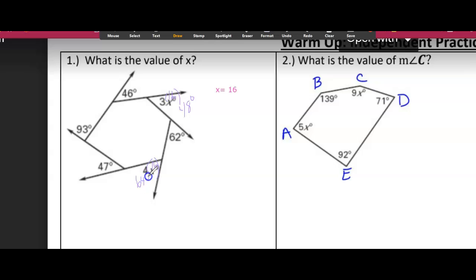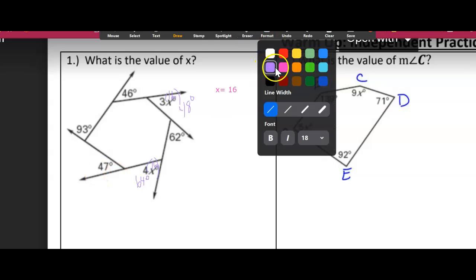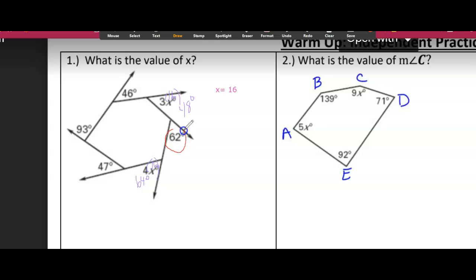So go ahead and add all these up. Let's make sure it's correct. You got to add 64 plus 47 degrees plus 93 degrees plus 46 degrees plus 48 degrees plus 62 degrees. Yep, it equals 360. I just did it because I like to check my work. So you add up all these exterior angles. See how they're on the outside of the figure? You add up all these. They should always equal 360 degrees. And they did. I added them up and they all equal 360.